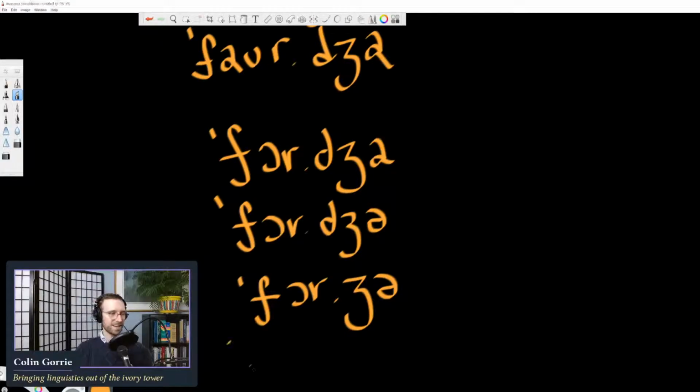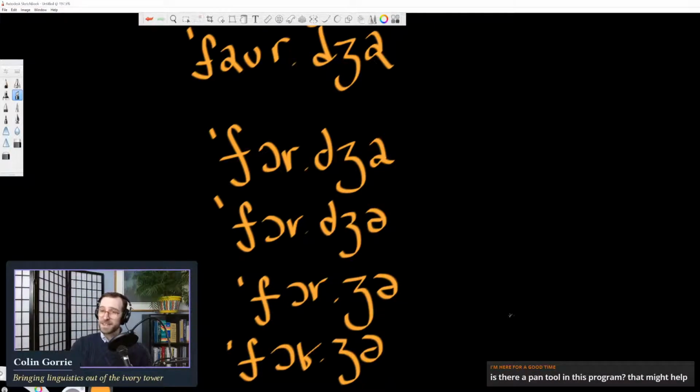Then we take our nice coronal trill and we turn it into a uvular, something like forge. And optionally, we are going to not pronounce that schwa until we get forge. And so, fabrica to forge.